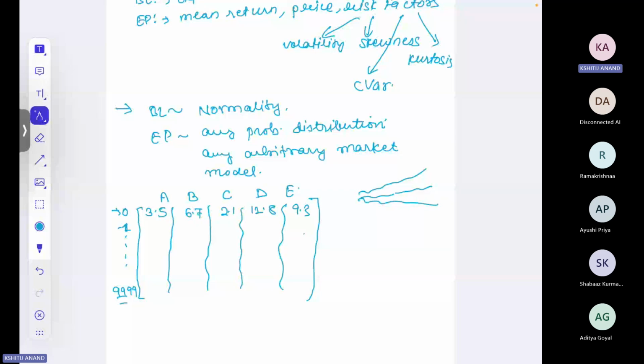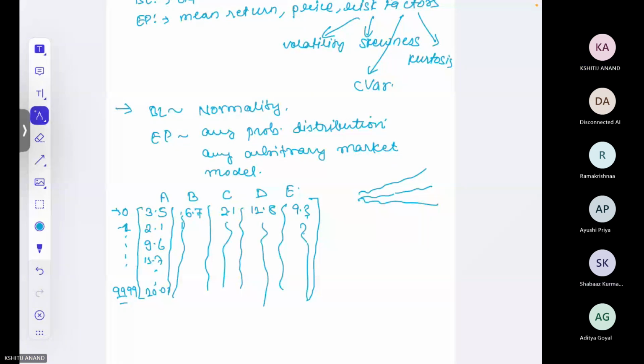For example, it can be 2.1, it can be 9.6, it can be 13.7, it can be 20.0. So you are simulating all the different possible scenarios that can happen with A, and from there you get the expected return of A. Similarly, you will have 10,000 scenarios for B, for C, for D, and for E.